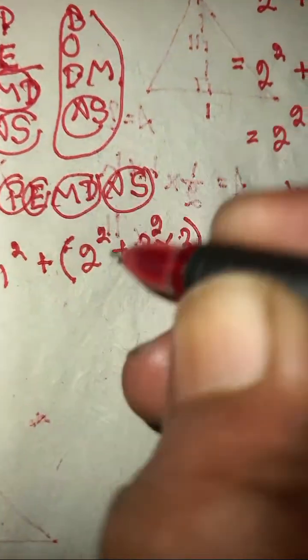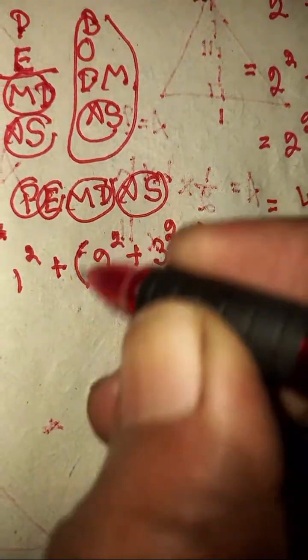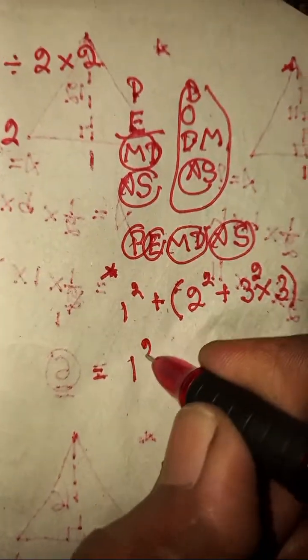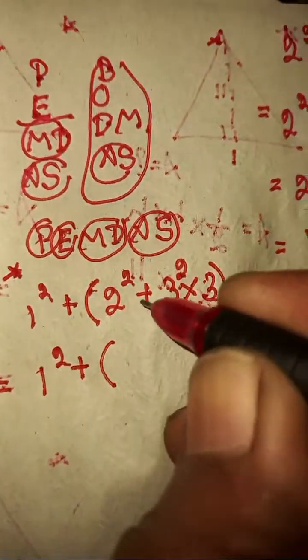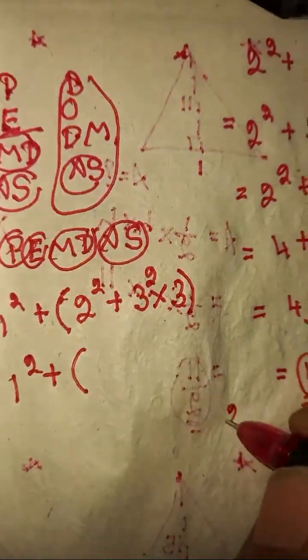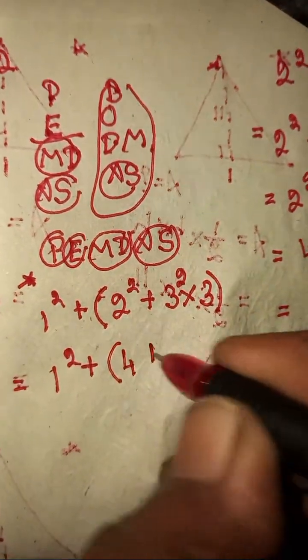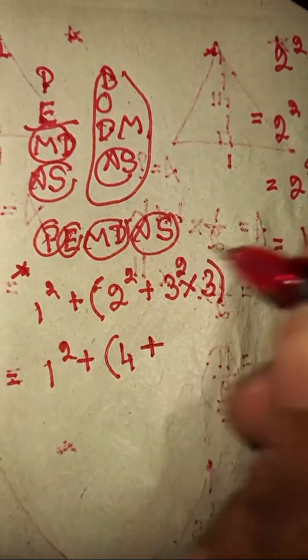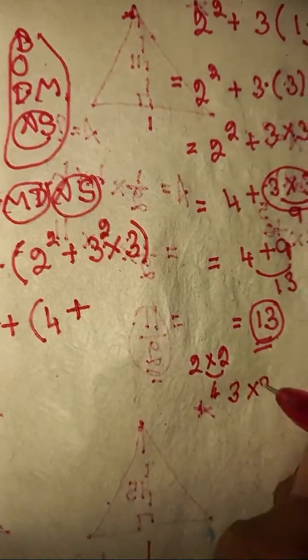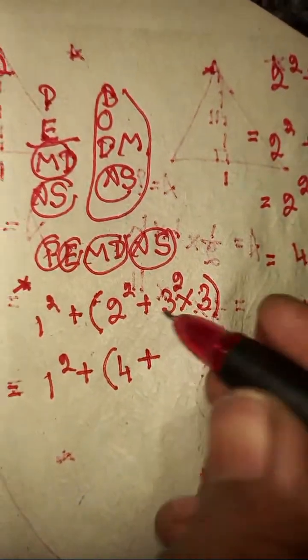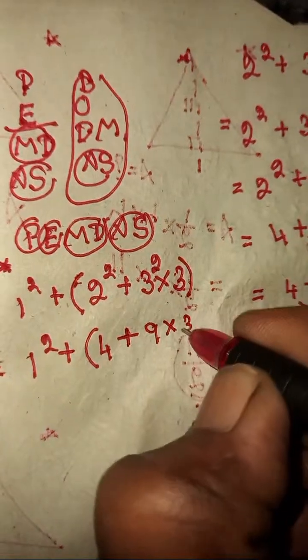Here you're going to get exponents. Two exponents are there, do from left to right. Write 1 square as it is. Inside the parenthesis, 2 square means 2 times 2, which is 4. It becomes 4. Again write plus as it is, and 3 square. 3 square becomes 3 times 3, which is 9. So it becomes 9 times 3.